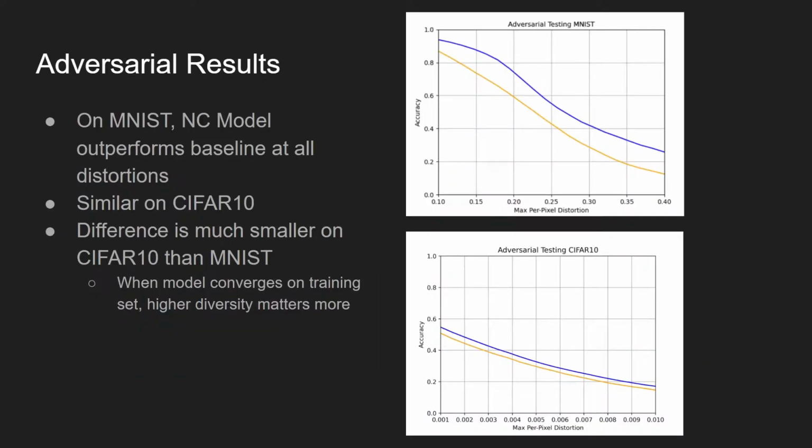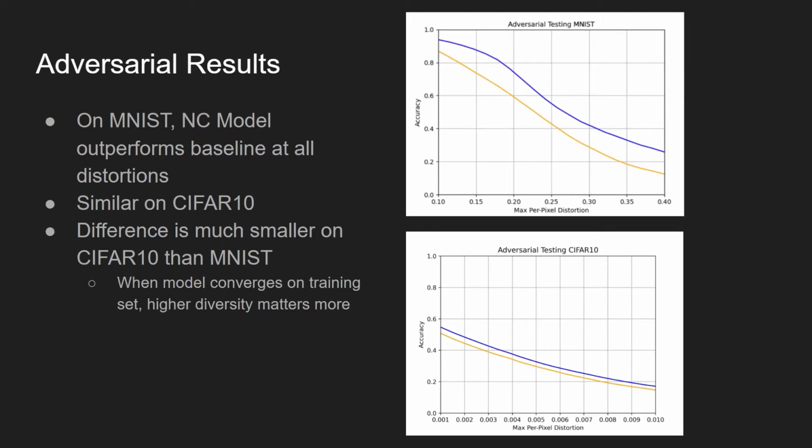So on the adversarial test, the non-correlated model outperforms the baseline on all distortions. The result is similar on CIFAR-10, although the difference is much smaller on CIFAR-10 than it is on MNIST. And we believe that this is because when the model converges on the training set, higher diversity matters more. So the model actually didn't really converge on the training set for CIFAR-10 because it was very small. So as you can see here, the difference in how much resistance it has to the adversarial attack is smaller.